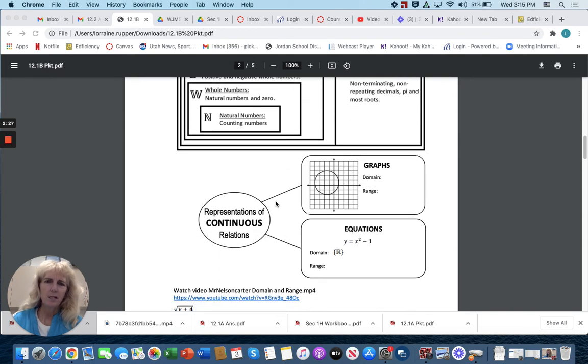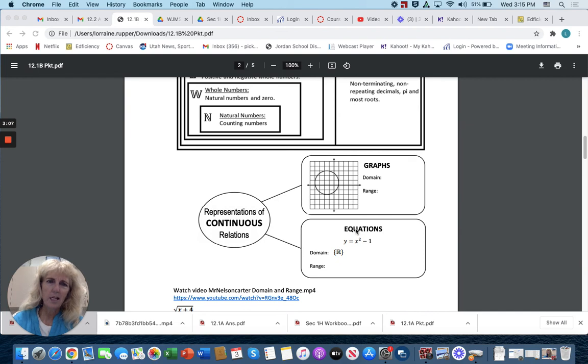Okay, a representation of continuous relations. This is continuous. You can just draw it without lifting up your pen. Okay, this one, continuous. The domain means what are the x values. So our x values can go from -3 is less than or equal to x, which is less than or equal to 1. The range are the y values. So the y values here can go, let's see, the bottom one is -2 is less than or equal to y, and it's less than or equal to 3. And that's the domain and range.